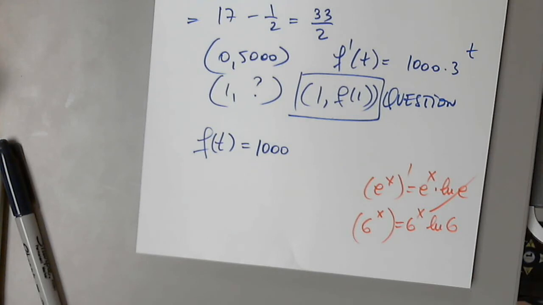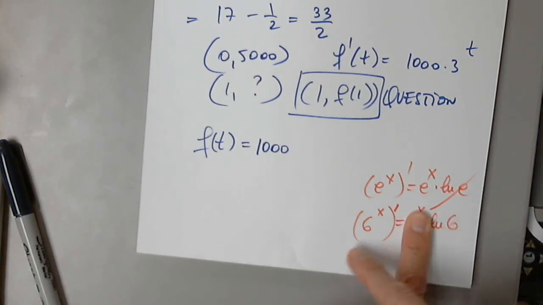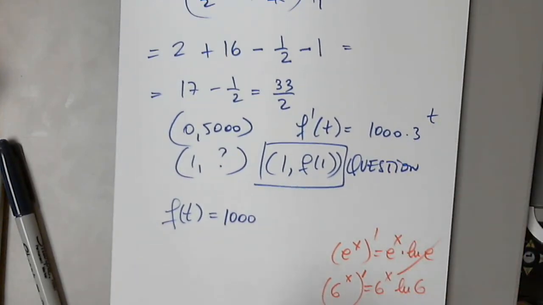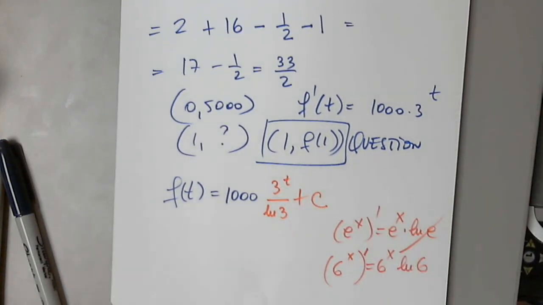However, this time, is it also times whatever, if it's a function? Absolutely. If this is a function, yes. 6 to the function prime is 6 to the function times the function prime times the natural log 6. Yes. So please don't forget that. So now, when I go backwards, the natural log has to be in the denominator. So which function prime is 3 to t? You have to say 3 to t over natural log 3 plus a constant c.